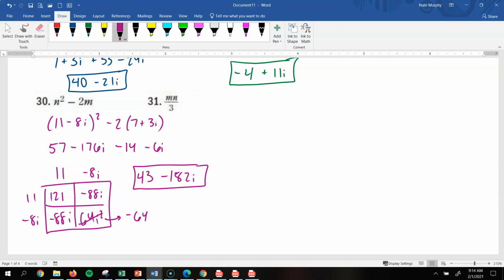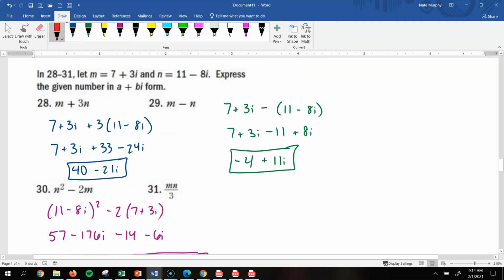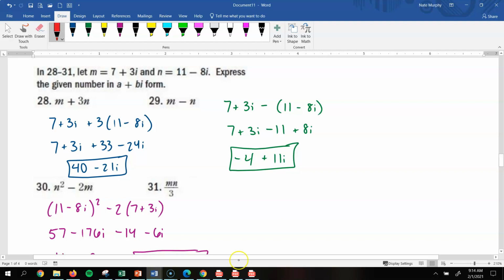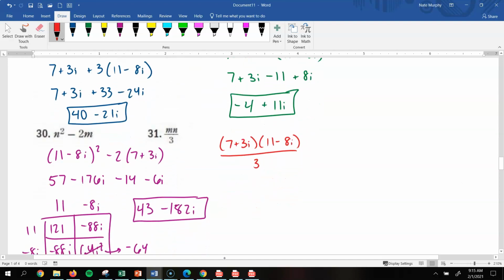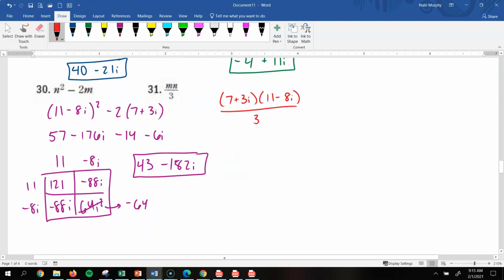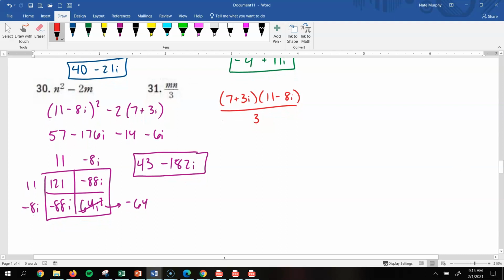All right, with 31, we have m times n. Well, m is 7 plus 3i, and n is 11 minus 8i. And all that's divided by 3. Now, since we have just a 3 in the denominator, we don't have to worry about multiplying by the conjugate. All we're going to do is start by multiplying the 7 plus 3i times 11 minus 8i. So I'm going to use this box method again.